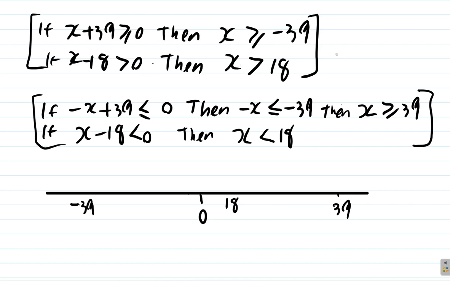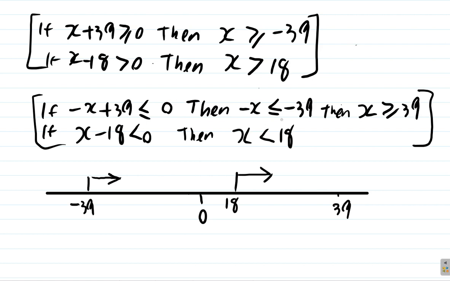Now, this case up here, let's consider this one. x is greater than or equal to negative 39, and is also greater than 18. Okay. Now, it would mean that 19, 20, 21, and so on would work.